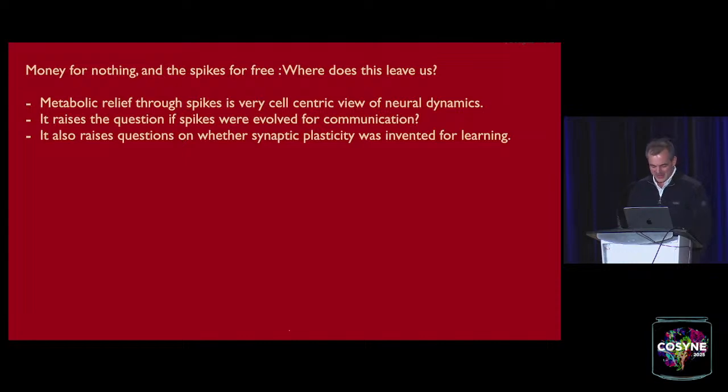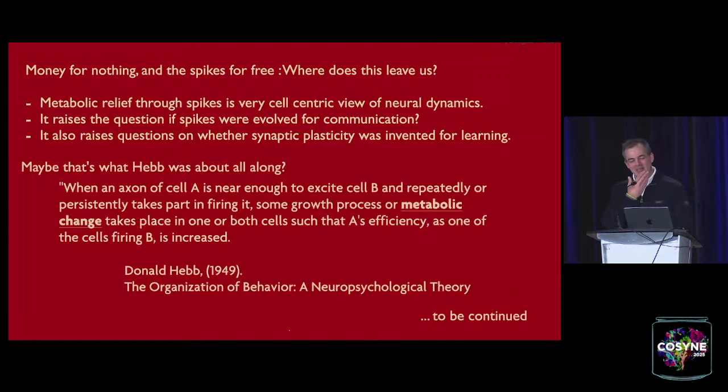In any case, I thought looking back at Hebb might actually talk about how these two things can interact with each other in terms of plasticity, because Hebb actually originally said: when an axon of cell A is near enough to excite cell B and repeatedly or persistently takes part in firing it, some growth process or metabolic change takes place in one or both cells, such that A's efficiency as one of the cells firing B is increased. Okay, so the metabolic aspect actually was included from the get-go, and maybe that's what Donald, not that Donald, wanted to point us towards.